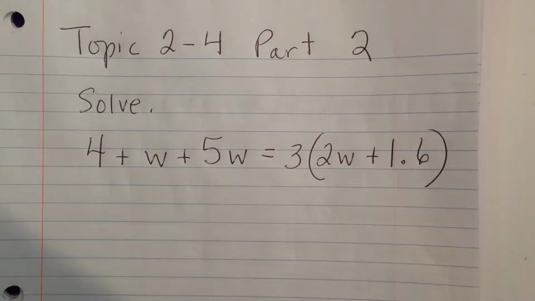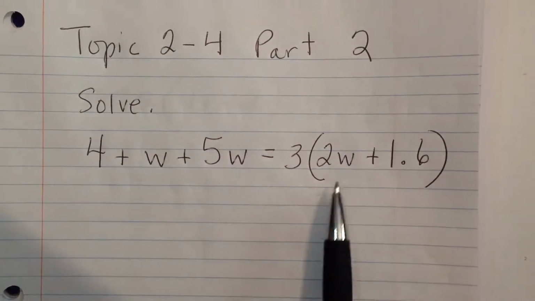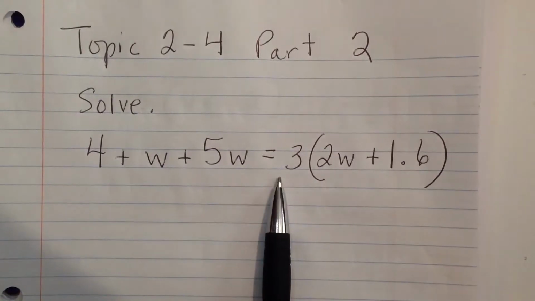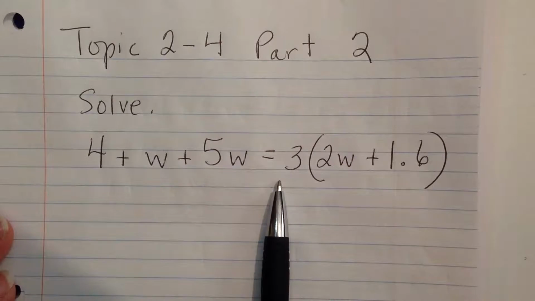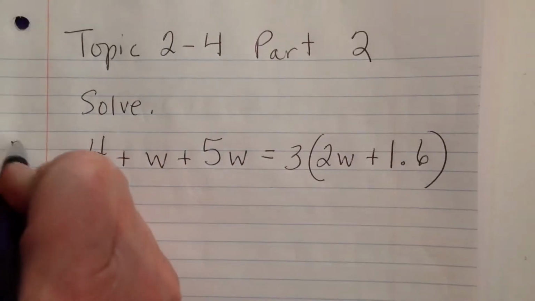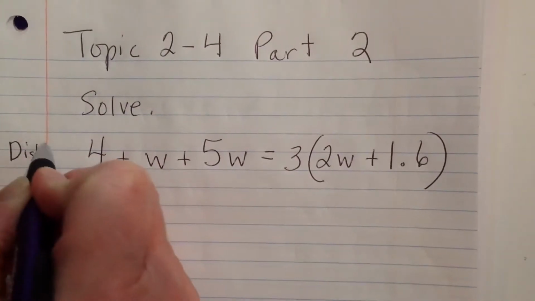Topic 2-4, Part 2. Let's solve this equation. Looking at this equation, I see that I have parentheses and a number in front of the parentheses. Therefore, this tells me I will need to distribute. So rule number 1 is to distribute.